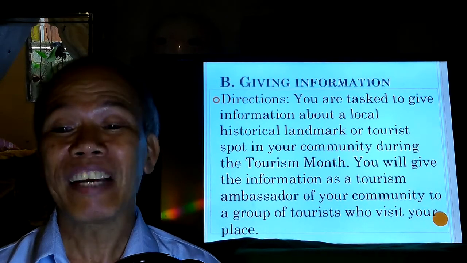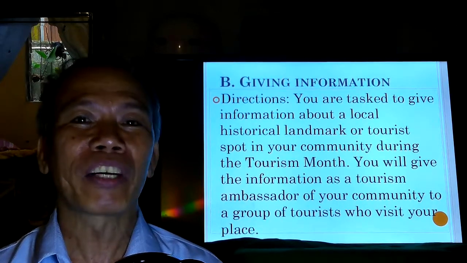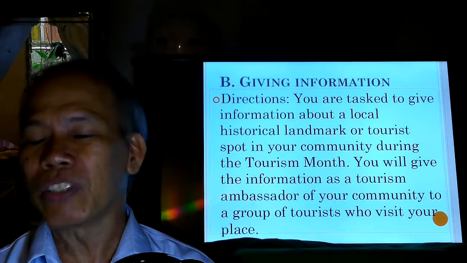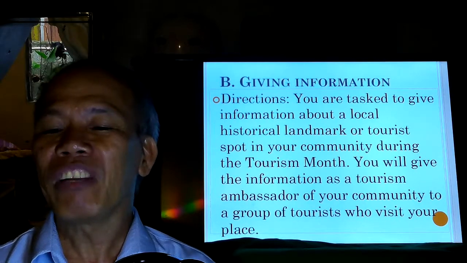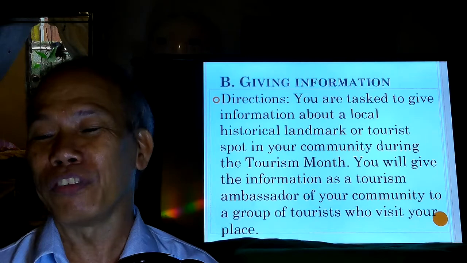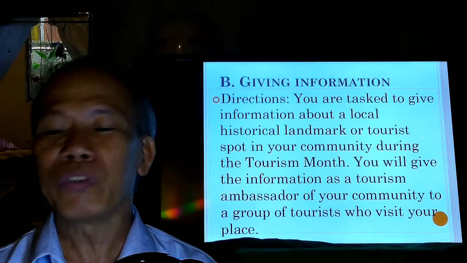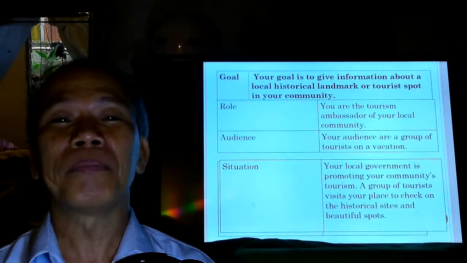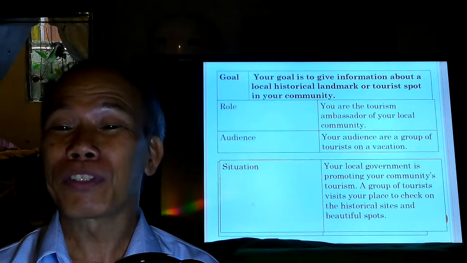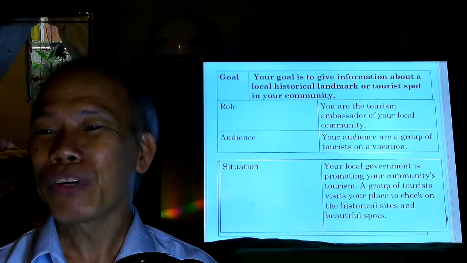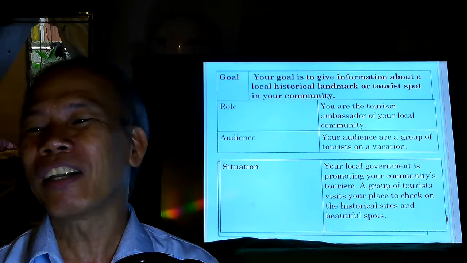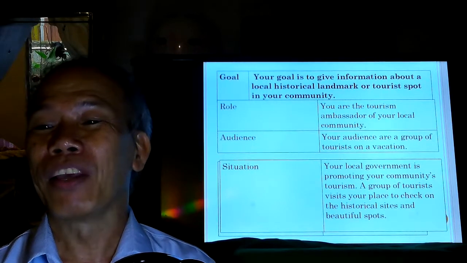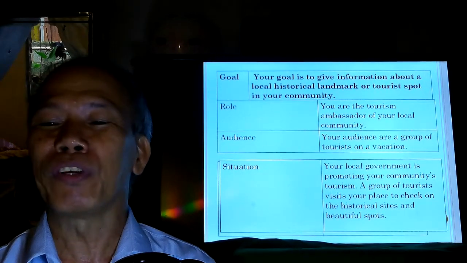Directions. You are tasked to give information about a local historical landmark or tourist spot in your community during the tourism month. You will give the information as a tourism ambassador of your community to a group of tourists who visit your place. What's the goal? Your goal is to give information about a local historical landmark or tourist spot in your community. What's your role? You are the tourism ambassador of your local community.